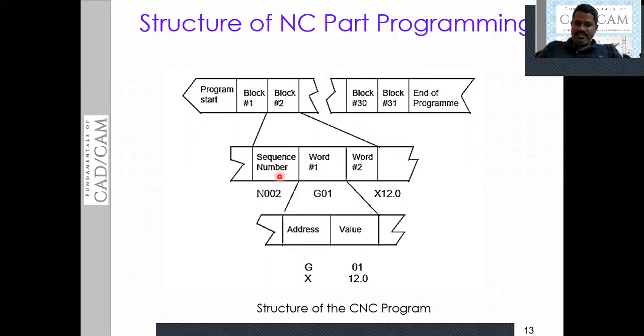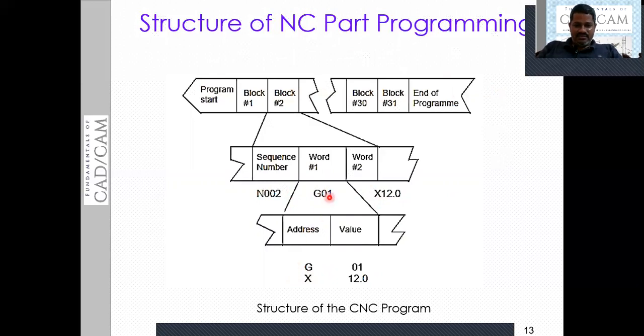consists of a sequence number and a number of words. If we combine a number of words, we will get one block. As you can see here, the sequence number is one word, G01 is one word, and the X12 coordinate is one word, then the Y value, Z value, and all these are called words. Okay, S word, F word we have seen in the previous slide. So if we combine these words, we will get one block. And if we combine blocks, we will get a program that we can see in this figure.